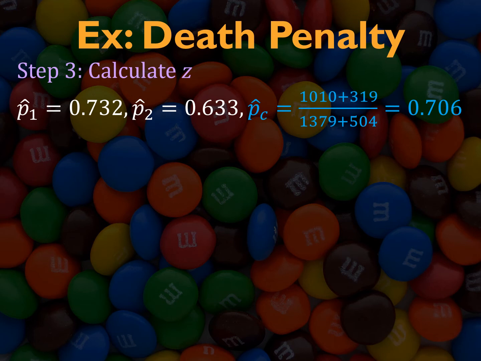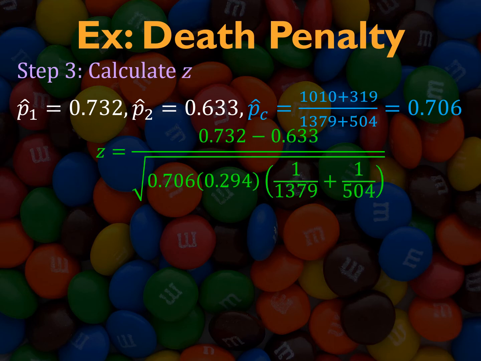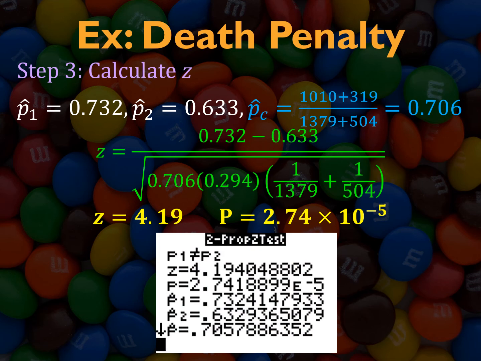So to calculate the z-statistic, you need to find each sample proportion. Don't forget for the two-sample z-test, you need to pool the proportions together. So that's what P hat C is. And the z-statistic is P1 hat minus P2 hat over the square root of P hat C times (1 minus P hat C) times the quantity 1 over N1 plus 1 over N2. So we put all those numbers in the formula. You end up with a z-statistic of 4.19 with a p-value of 2.74 times 10 to the negative fifth.